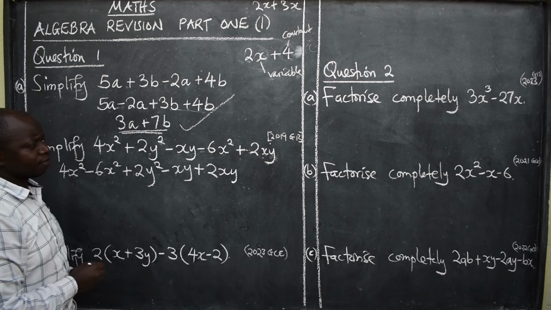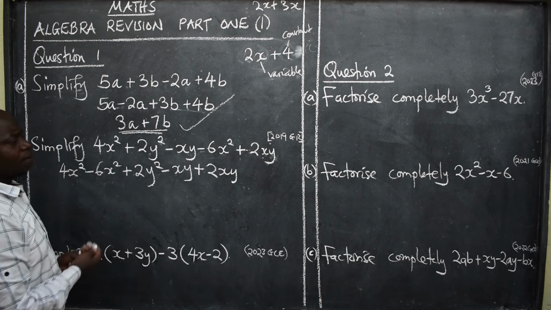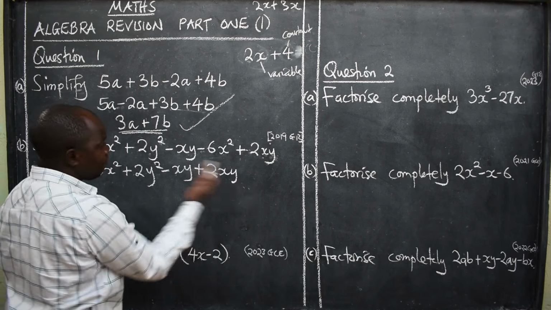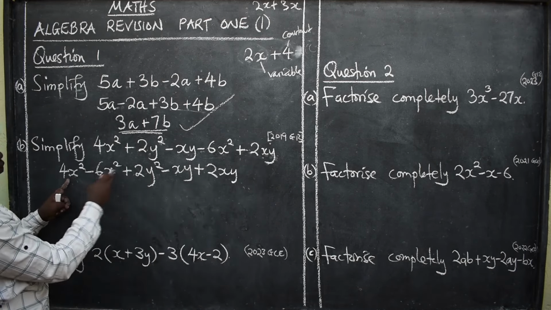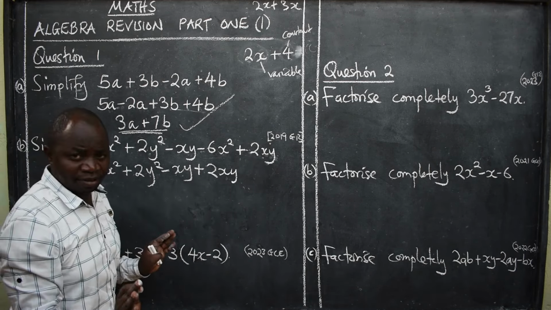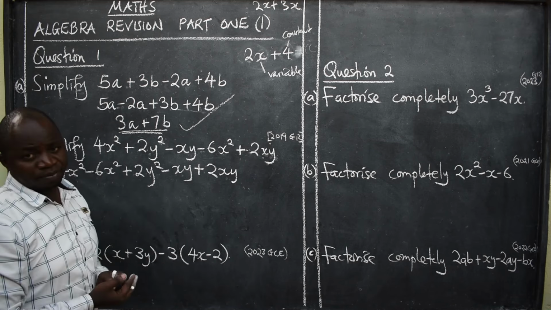Are we done with the number of terms? We can now check if at all we have missed one. 1, 2, 3, 4, 5. 1, 2, 3, 4, 5. We are done. Then we start adding and subtracting.